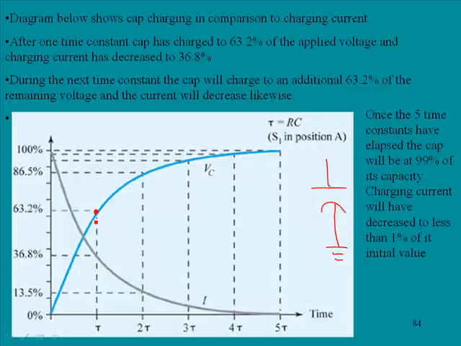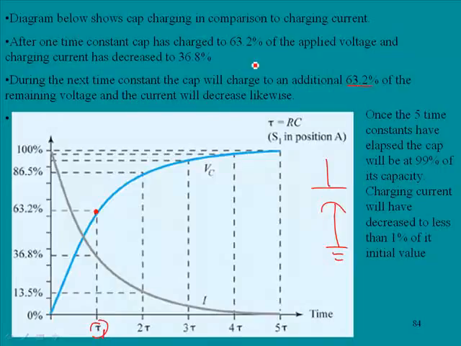And what we'll notice is that at 63.2%, the voltage on the cap will be 63.2% of the applied voltage. This is the first time. This would be time constant 1, if you will, right here. And you'll notice that the charging current has decayed to 36.8% of its original value. During the next time constant, the cap will charge an additional 63.2% of the remaining voltage, and the current will decrease likewise.